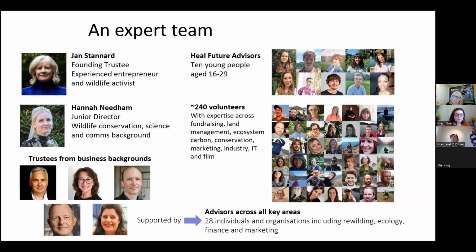But we do have a diverse youth panel of 10 people. We've run policies past them, we've run marketing ideas past them, we've run decisions past them, and they've been really helpful. And we now have over 240 volunteers. Because we don't have our first site yet, a lot of these volunteers are helping with desk-based tasks through Slack.